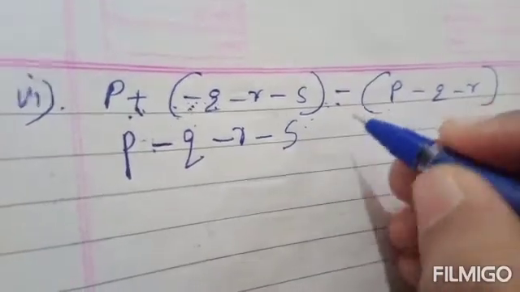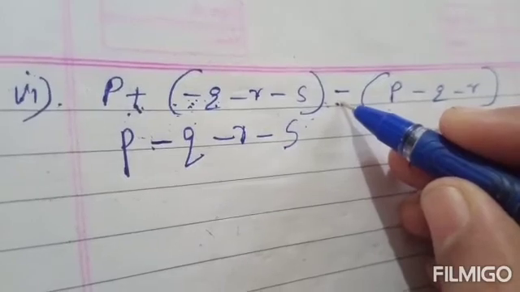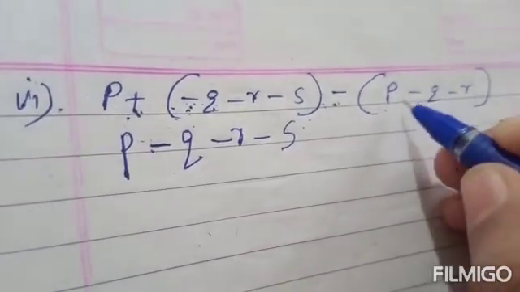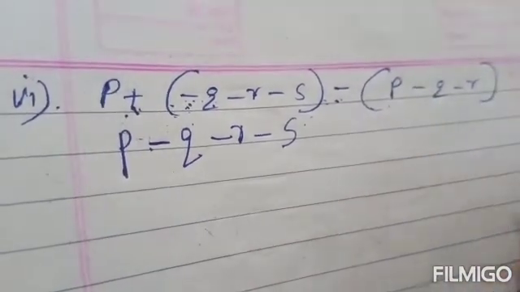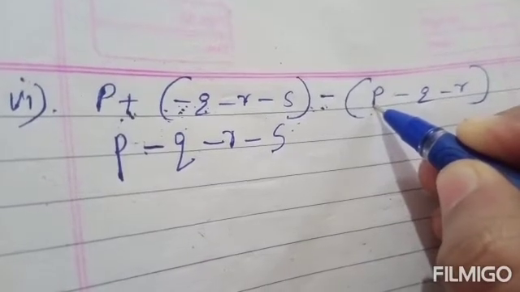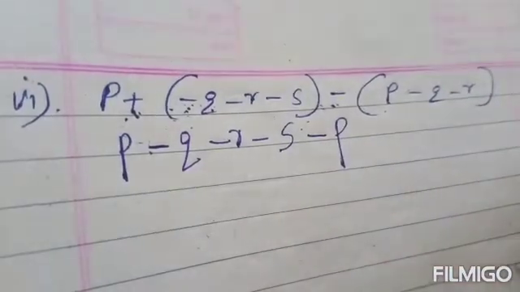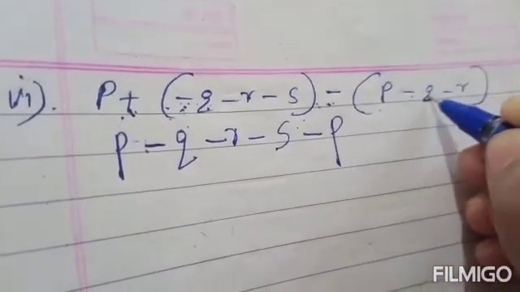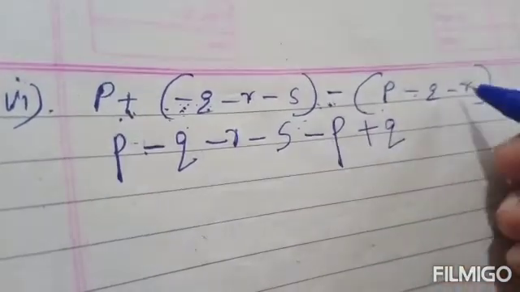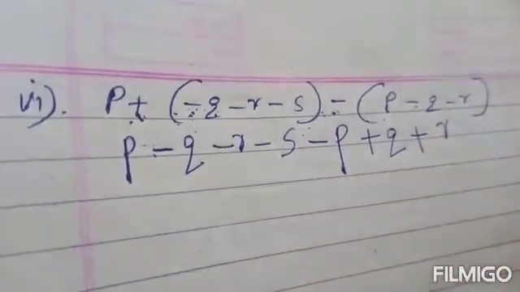Okay, now before the second bracket the sign is minus. So while opening the second bracket, change the signs of terms inside the bracket. So p means it is plus p, so that will change to minus p. Then minus q will change to plus q. Minus r will change to plus r.